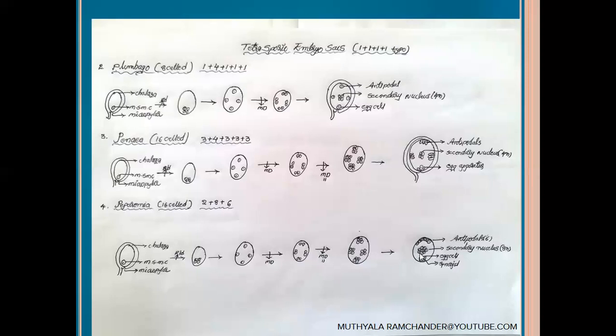Finally, at the matured stage of the Peperomia embryo sac, a total of 16 cells are present. They are arranged in 2+8+6. 2 means the egg apparatus, 8 means the secondary nucleus, 6 means the antipodals. These belong to the tetrasporic type of embryo sacs, belonging to the 1+1+1+1 type of embryo sacs.